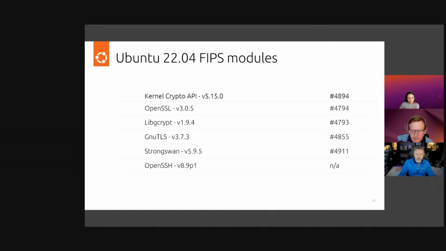So these are the modules that we have certified for Ubuntu 22.04. It starts with the Linux kernel, the beating heart of the system. The kernel provides several functions, and one of the main ones, which is a very important point for cryptography, is the source of random numbers. This is a really important part of any crypto implementation, and particularly within FIPS.